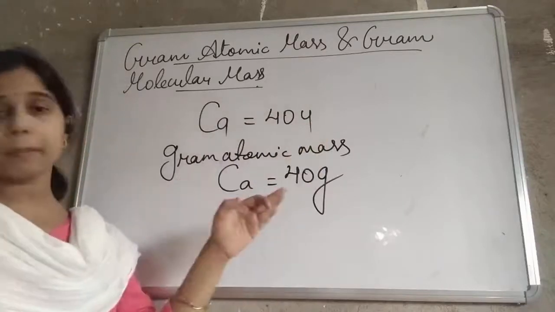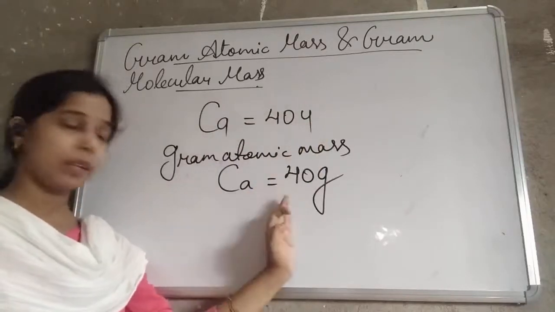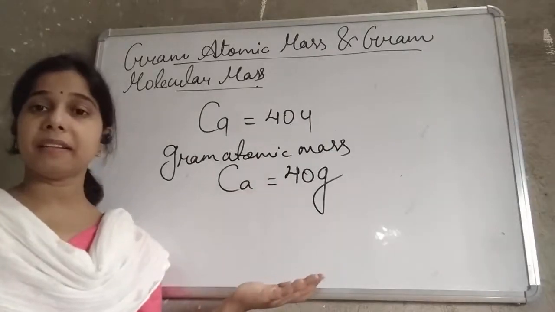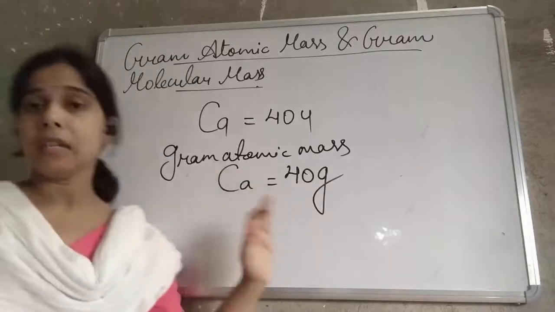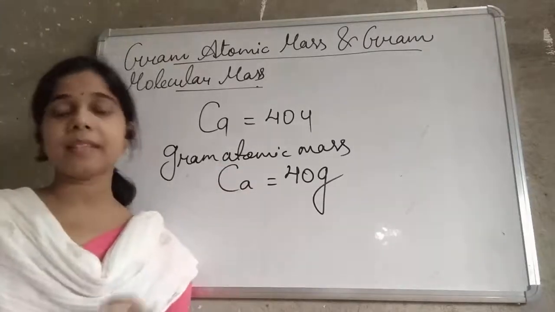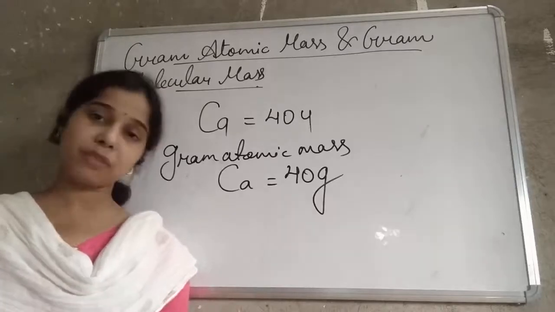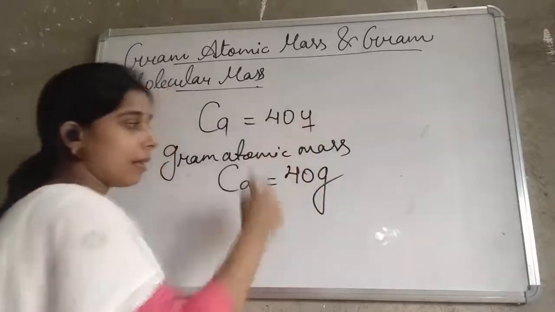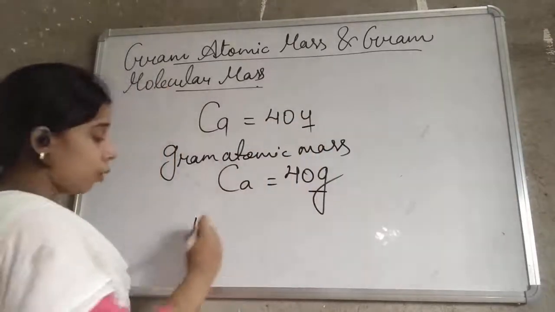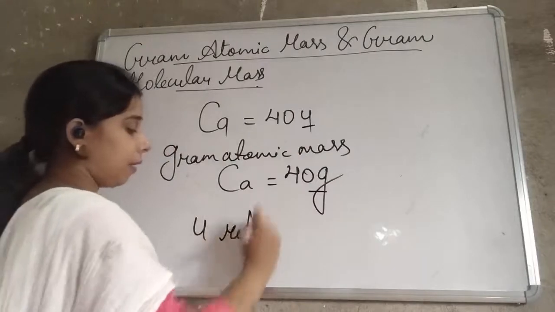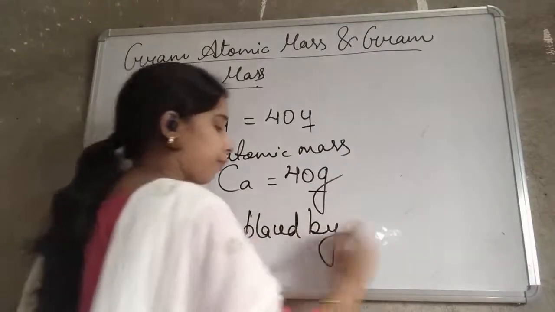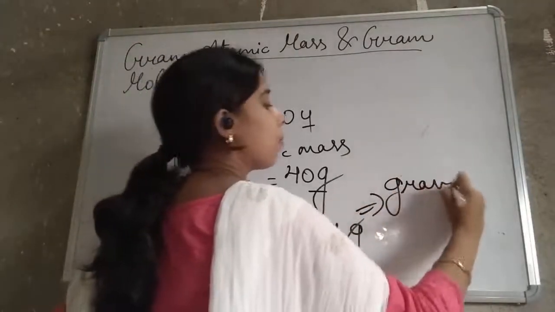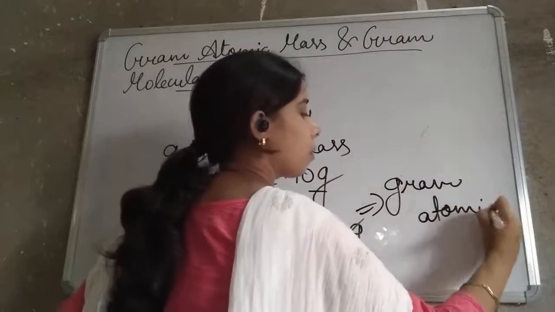And the gram atomic mass is numerically equal, that is 40, but in place of U, since we are finding the gram atomic mass, we will write G. So there is no difference between the atomic mass unit and the gram atomic mass. Simply, in place of U, we replace U by G, and we will say that it is the gram atomic mass.